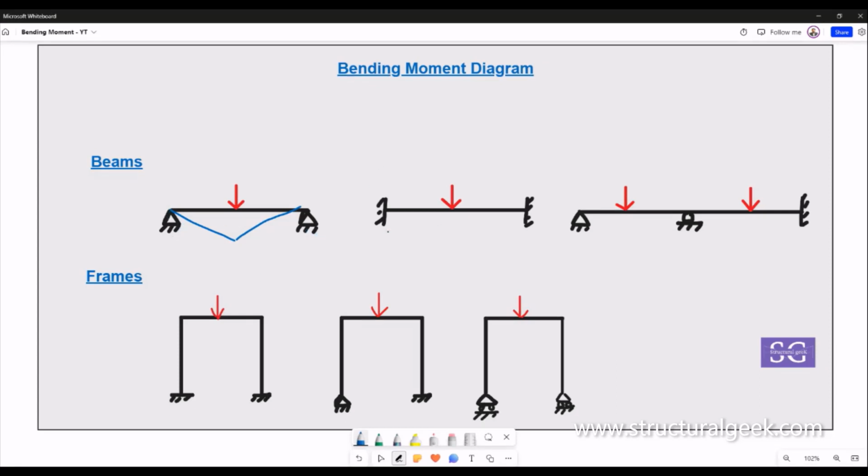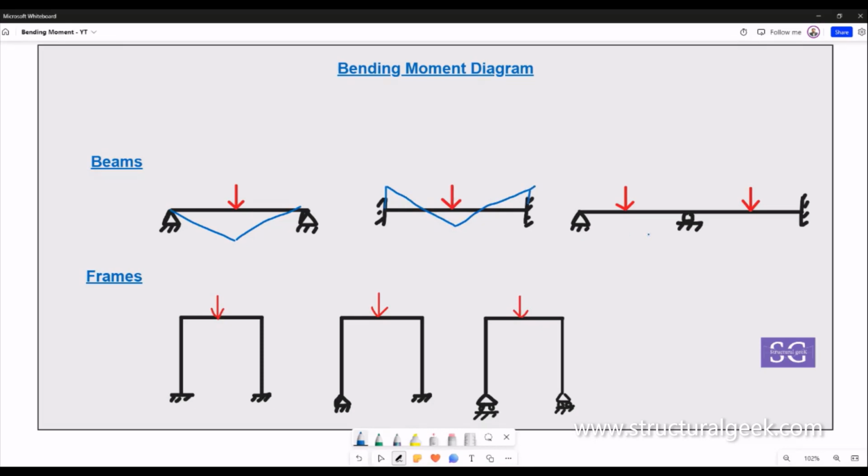Similarly, if we take another example, the same case but having fixity at both the ends, we will have a fixed end moment and also a sagging moment at the bottom. So a hogging moment, a negative moment, at the ends, and a positive moment at the midspan.